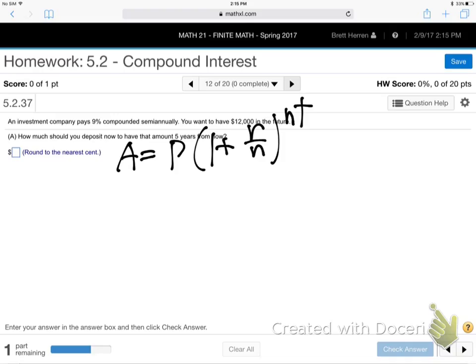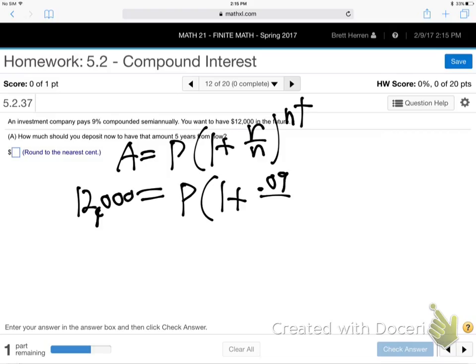The 12,000 in the future, what does that make the 12,000? Yeah, right, A. Everybody see that? So A is always the future amount, and P is the present value for the deposit now. The R is the 9%. What is N? 2. We're good with that because semi-annually means N is 2.